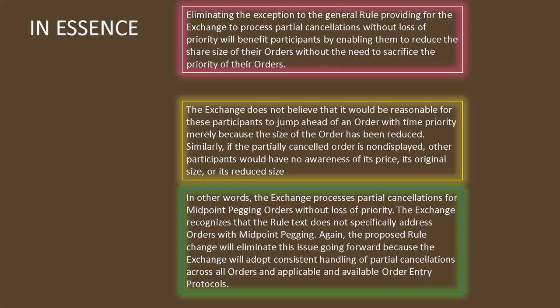Similarly, if the partially canceled order is non-displayed, other participants would have no awareness of its price, its original size, or its reduced size. In other words, the exchange processes partial cancellations for midpoint pegging orders without loss of priority. The exchange recognizes that this rule text does not specifically address orders with midpoint pegging, and again, the proposed rule change will eliminate this issue going forward because the exchange will adopt consistent handling of partial cancellations across all orders and applicable and available order entry protocols.